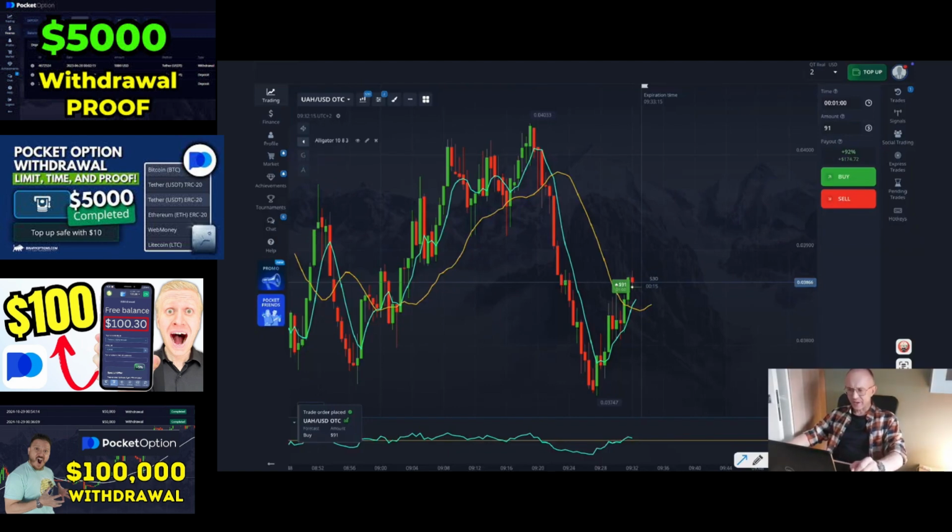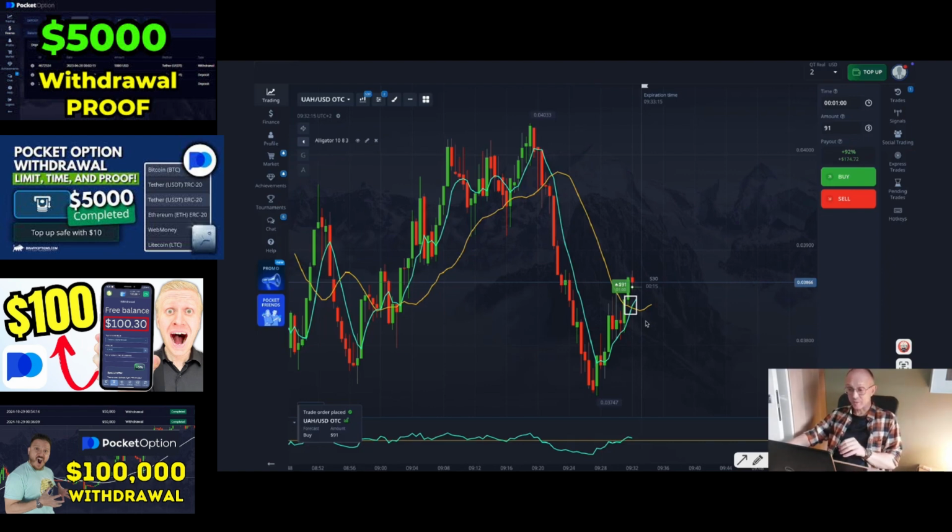So, the first thing to pay attention to is the alligator. When its turquoise line crosses the yellow line from bottom to top, this is the first and very important signal indicating a change in the trend direction. Such a crossover shows that the sleep phase of the market is ending and an active upward movement is beginning, in which the initiative passes to buyers.